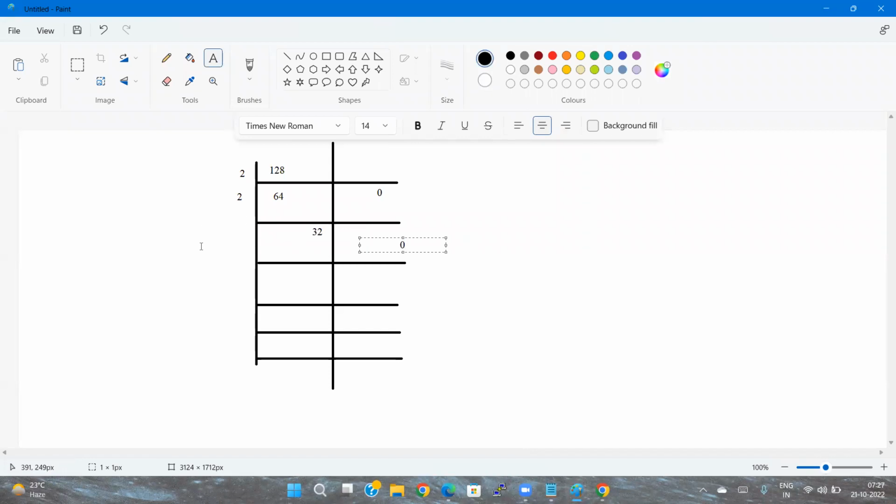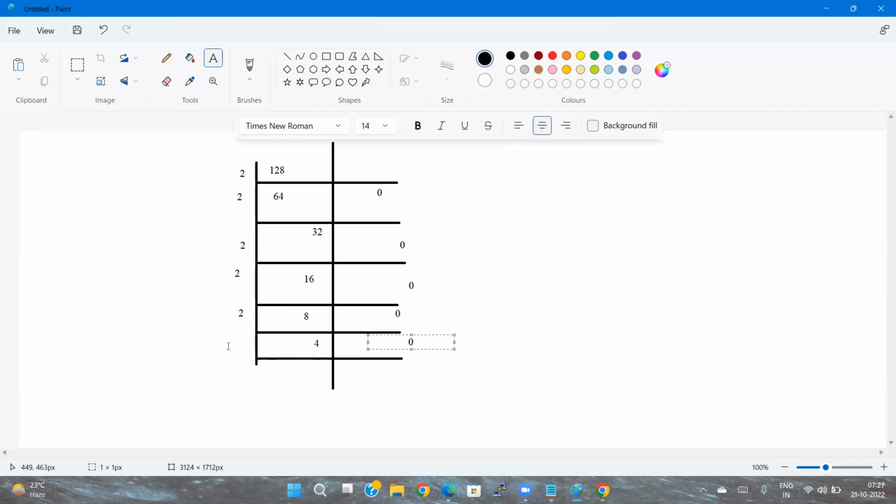And again, divide 32 by 2, then you are going to get the number 16, and the remainder will be 0 again. Again, divide 16 by 2, then you are going to get the value 8, and the remainder again will be 0. And divide 8 by 2, then the value will be 4, and again the remainder will be 0.